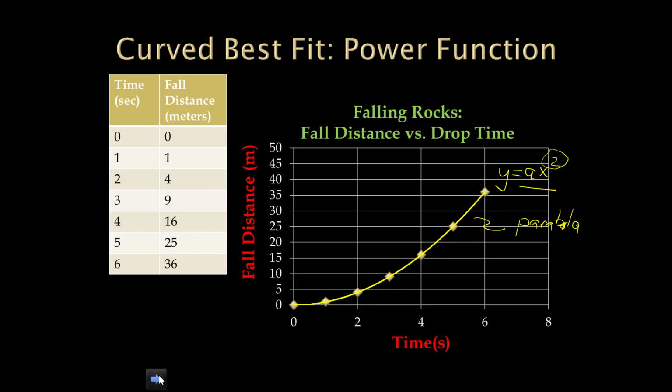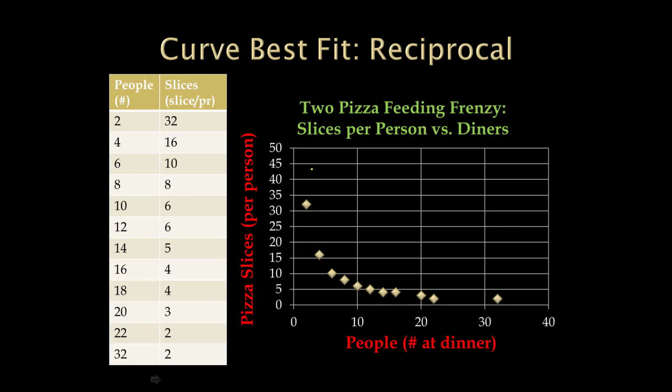The other type that we may end up seeing is something like this, where obviously as I increase the value of the number of people, let's take a look at this one here. Let's see, it's a 2-pizza feeding frenzy. We want to know how many slices per person versus the number of diners. So what we've done is we've bought two pizzas, and we're checking to see how many slices per person we can get with different size groups.